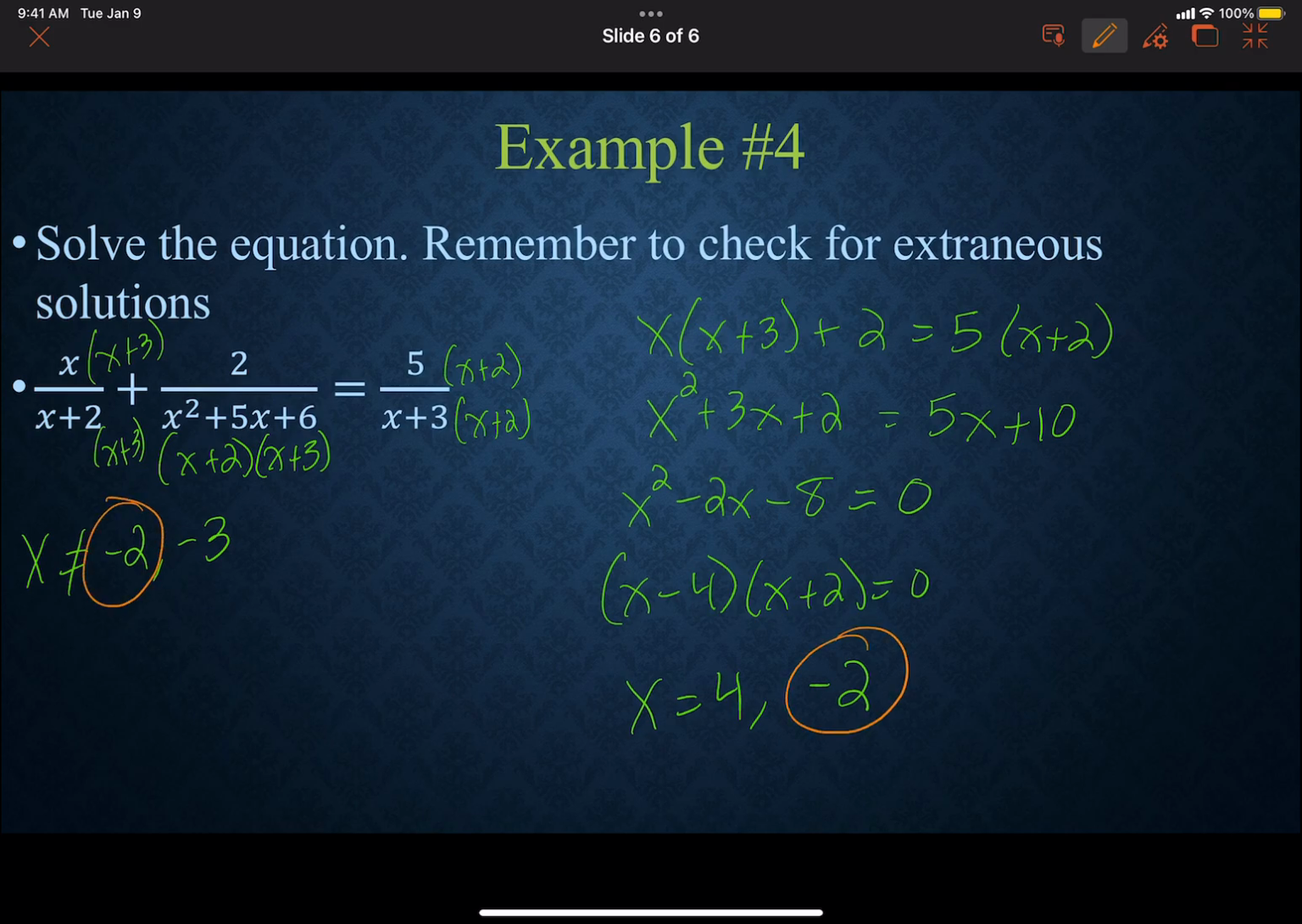right there, we said x could not equal negative 2, and now we're saying it is equal to negative 2. So that's our excluded value. That's what it looks like to get an excluded value. So our only proper answer is x equals 4.